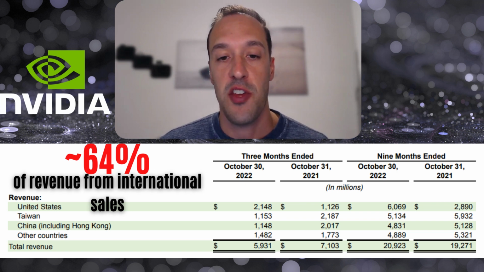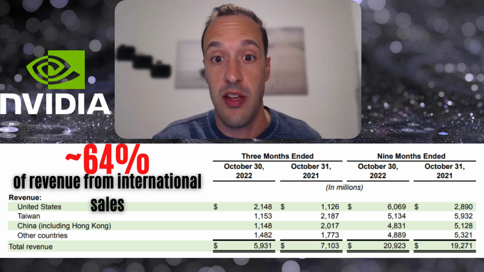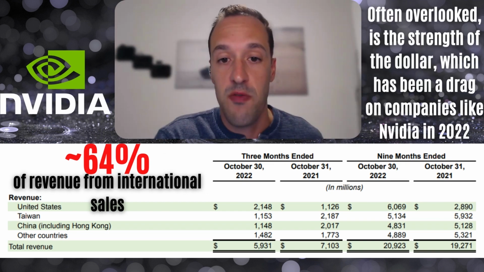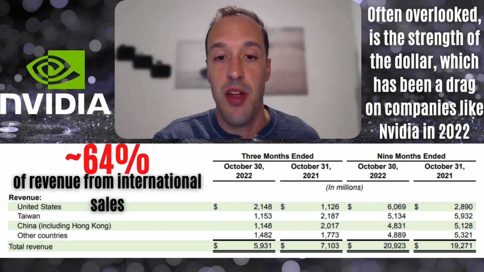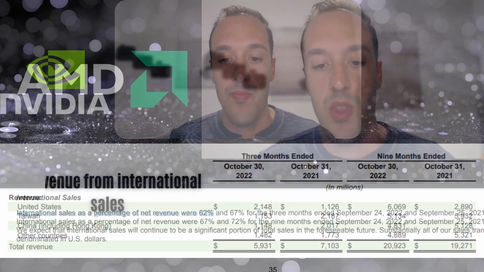Nvidia showed that almost 64% of their revenue came from outside of the United States in this quarter, and for most of the year. So Nvidia has been reporting big declines in their video game segment. That's where all of the focus has been, on Nvidia's slowing growth and, more recently, year-over-year revenue declines. But often overlooked here is the strength of the dollar, which has been a huge drag on Nvidia's growth and ultimately its year-over-year decline in revenue.